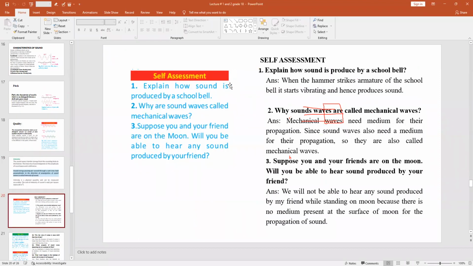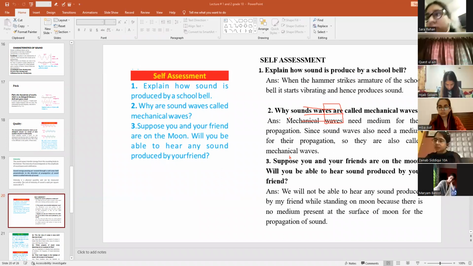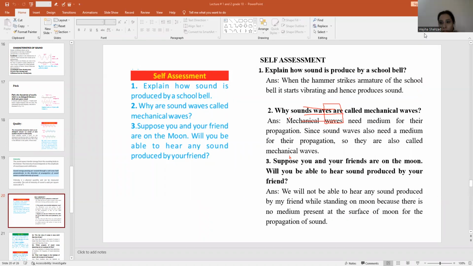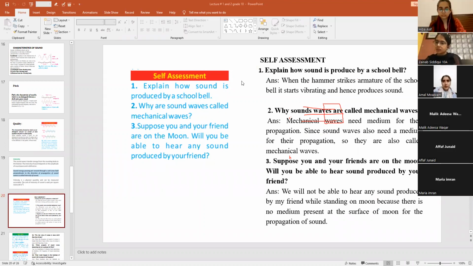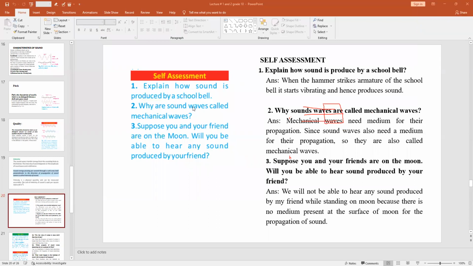Now you have a self-assessment, questions that are given in your book, and you have to do these questions in your notebook, right? So you can see these questions. The first question is, explain how sound is produced by a school bell. When the hammer strikes the armature of a school bell, it starts vibrating and hence produces a sound. So this is the answer, and you have to write this in your notebook.